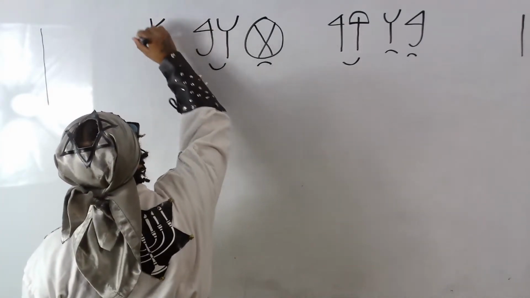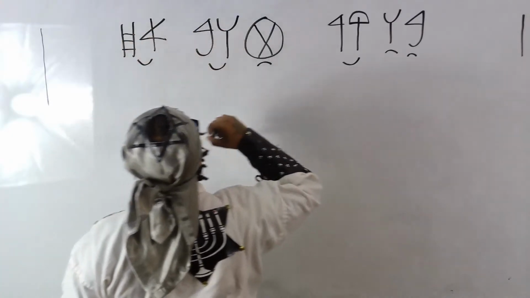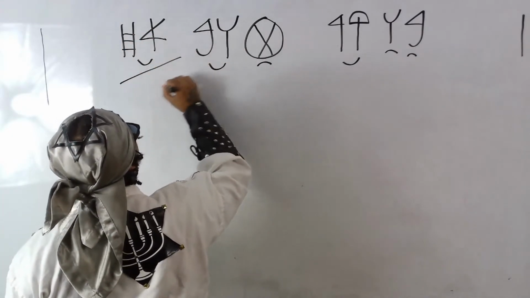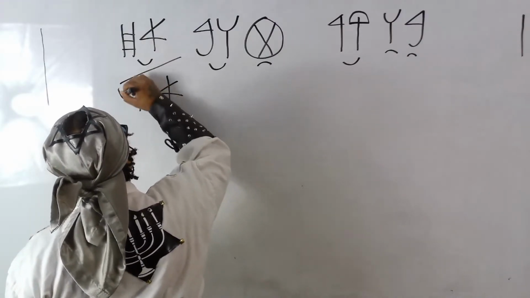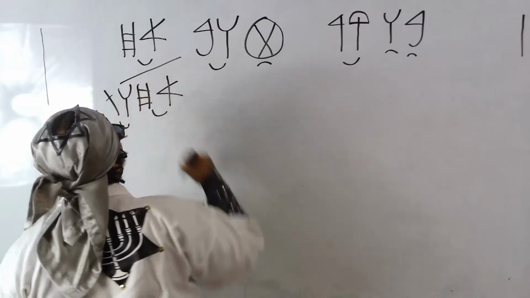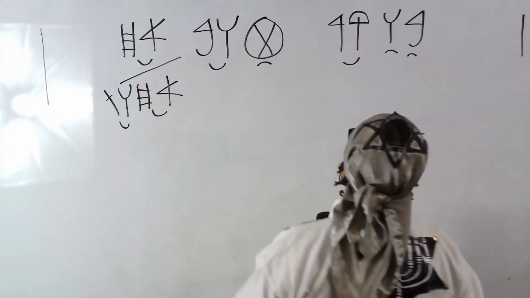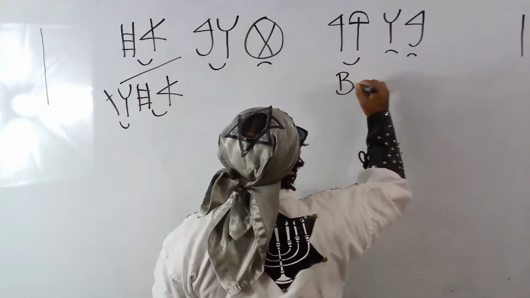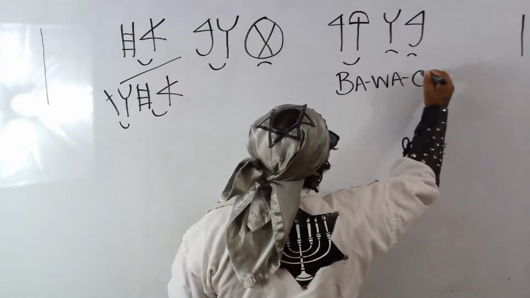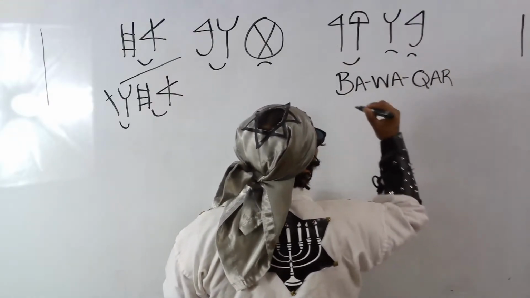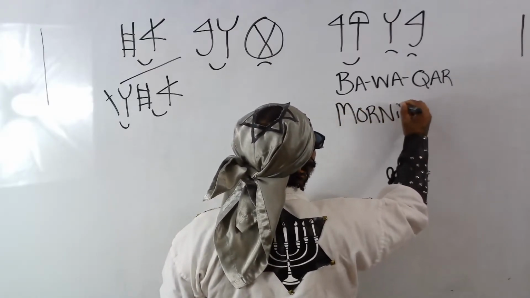And then from there, you can go Ak. You can go Ak for brother. Or you can go Akwa. Akwa for the sisters. Bawakor to Wab Ak, Bawakor to Wab Akwa. Right? So Ba Wa Quar is morning. It's morning.